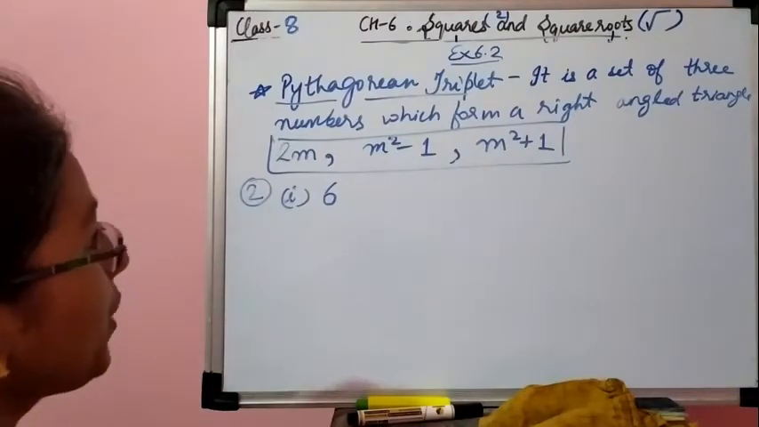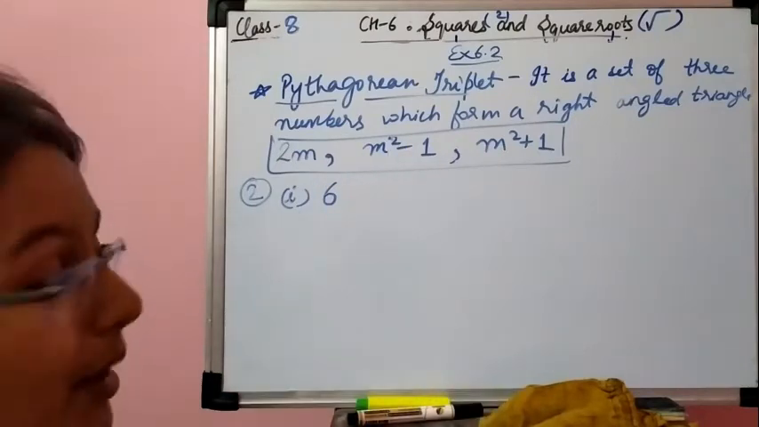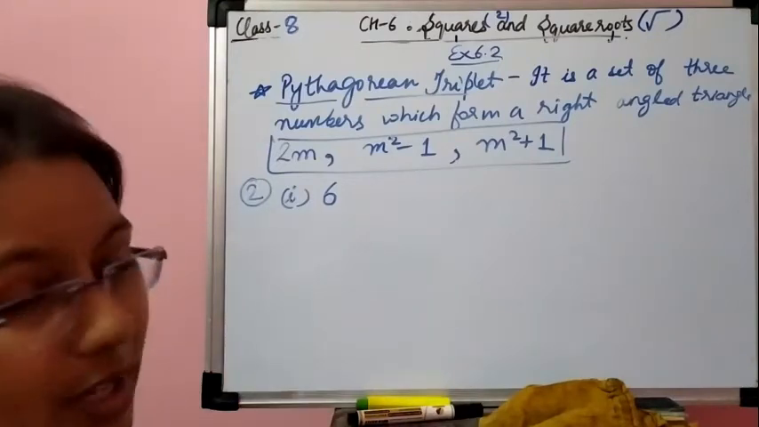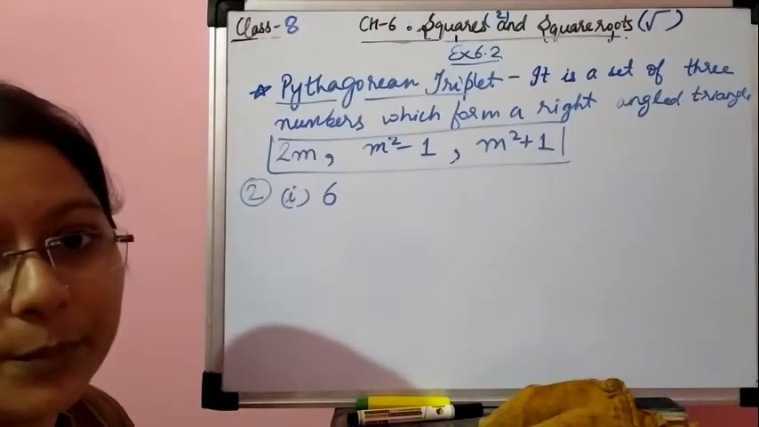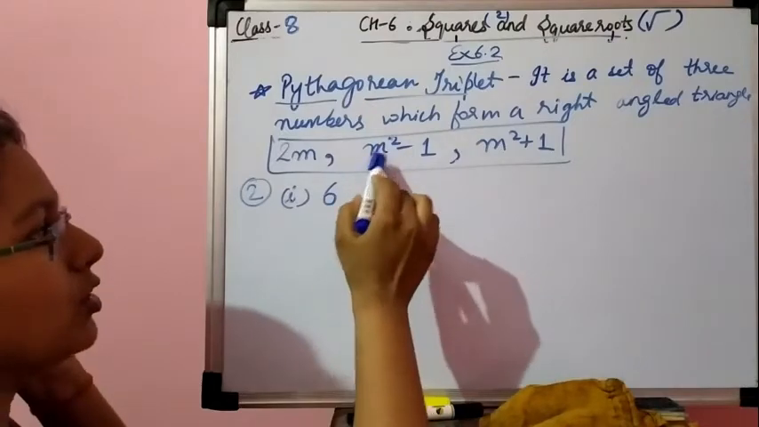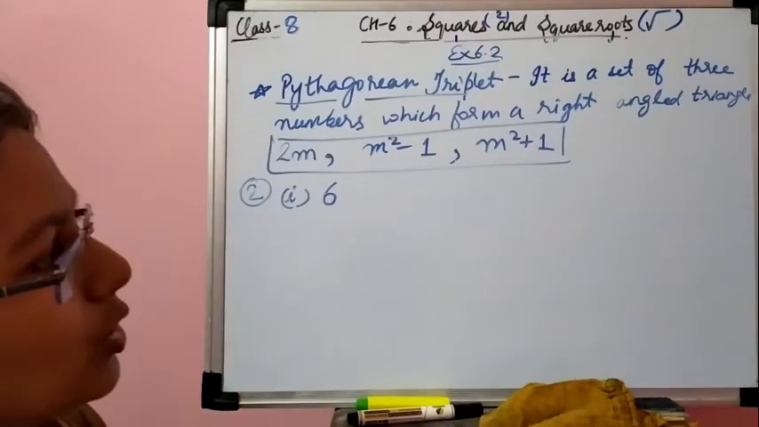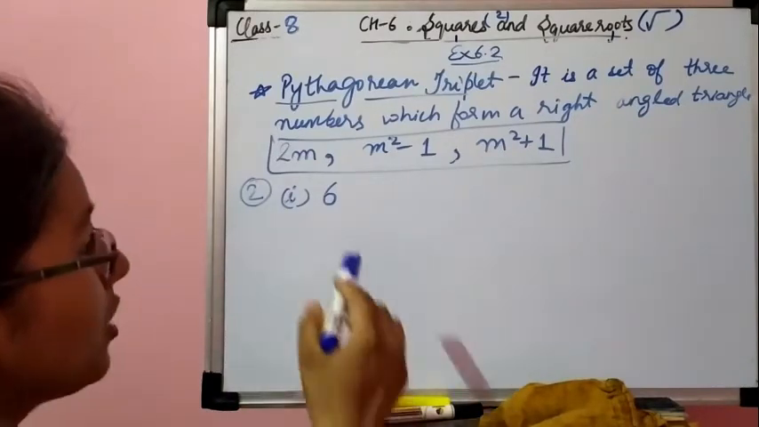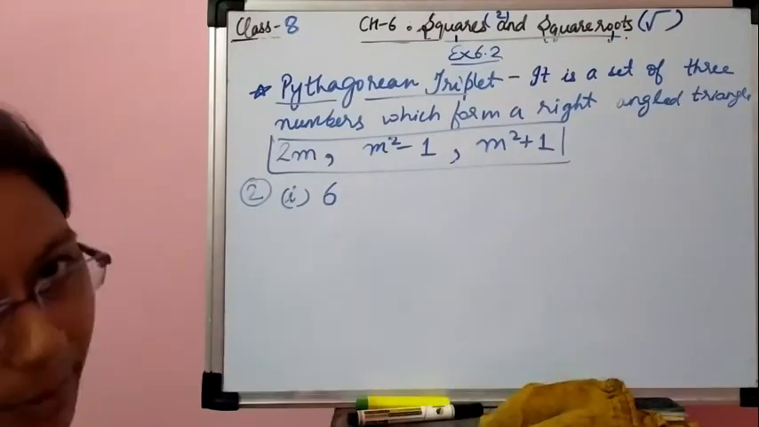This is important. Now supposing I put 6 is equal to m square minus 1. So minus 1 will come here, so m square is equal to 6 plus 1, that is 7. So m is equal to square root of 7, which is not a whole number. So 6 is not this member. Similarly, if you put 6 is equal to m square plus 1, then m square is equal to 5. So again m is equal to square root 5. So 6 is not this member also.